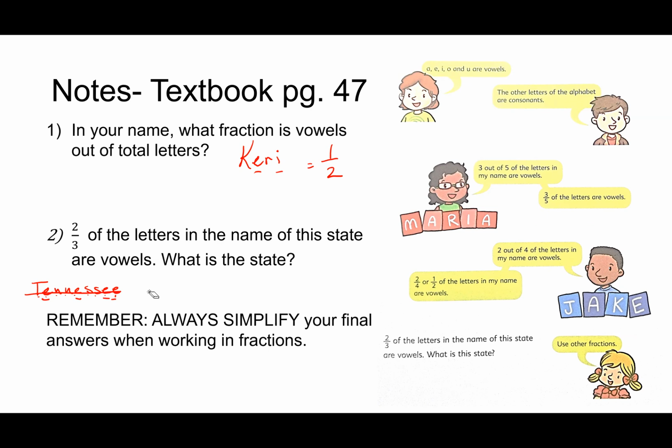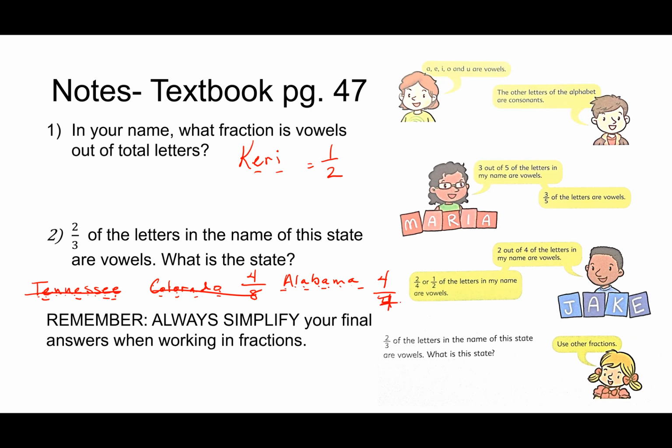Landon. Let's try it. We've got 1, 2, 3, 4 out of 1, 2, 3, 4, 5, 6, 7, 8. Nope, that doesn't work. Not Colorado. Morgan? I don't know. Let's try it. Alabama, 1, 2, 3, 4 out of 1, 2, 3, 4, 5, 6, 7. Doesn't work. Oops, I meant to write a 7 there.